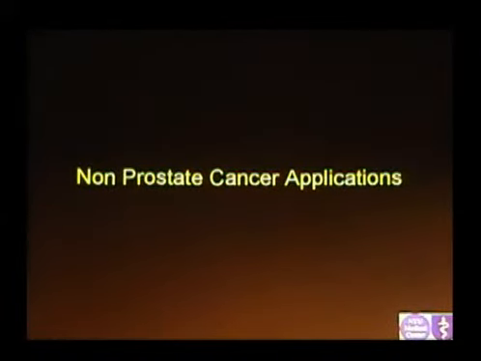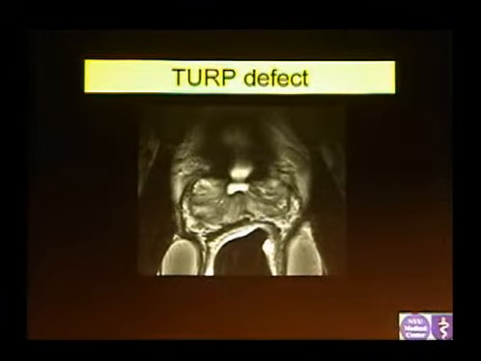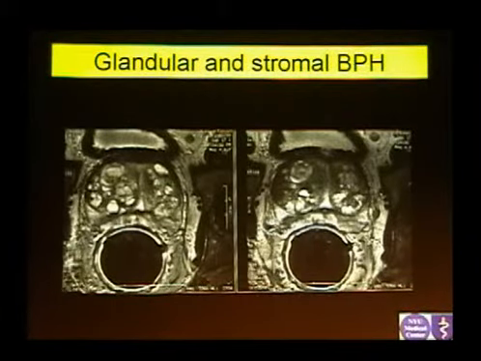So I'm going to finish in about 5 minutes, and then we have 5 minutes for discussion. You can use, of course, MRI for non-prostate cancer applications. The main thing is prostate cancer, but you can use it for other things. This is just an accidental appearance of a TURB defect on MRI. BPH, again, a very weird appearance.